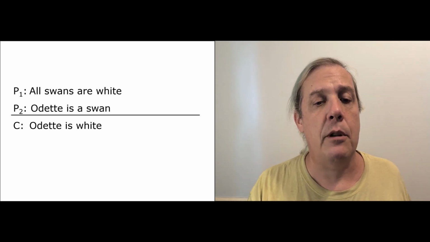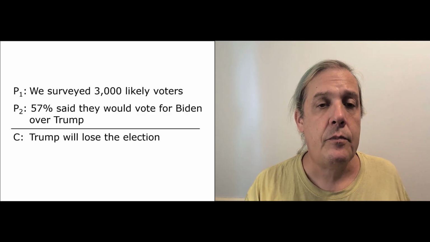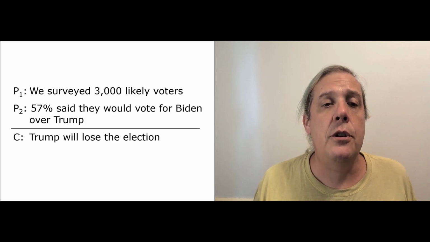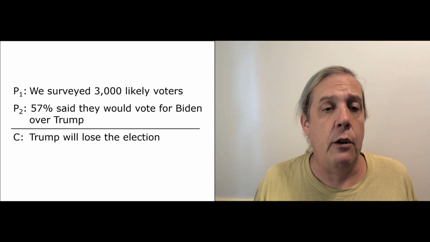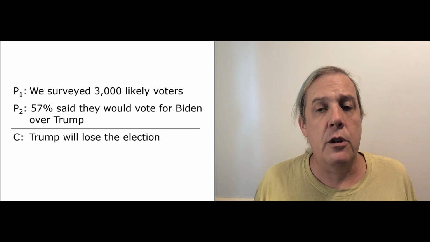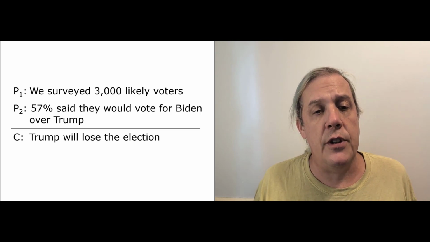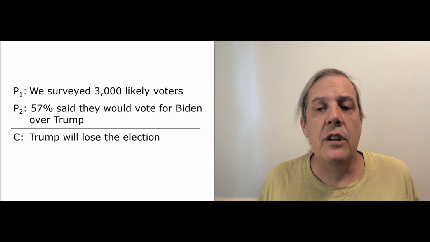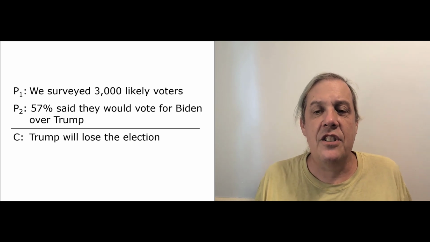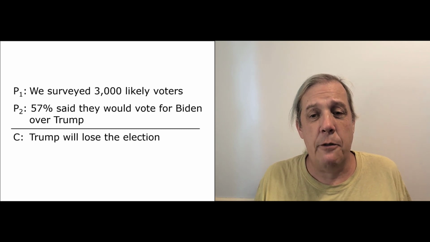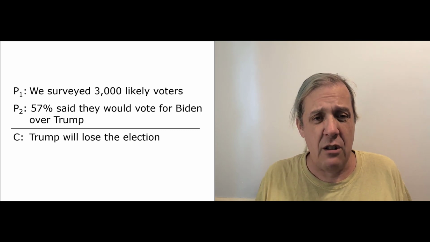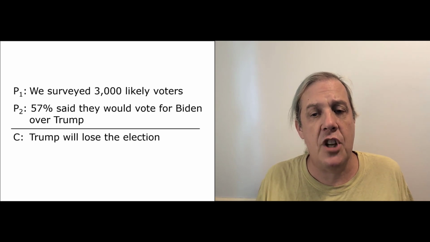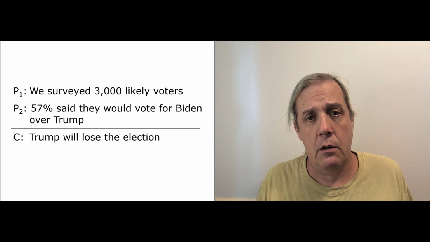All right, so let's look at a couple of other examples. P1, we surveyed 3,000 likely voters. P2, 57% said that they would vote for Biden over Trump. Conclusion, Trump will lose the election. So now, take a second. Is this inductive generalization, going from particulars to a bigger generalization? Or is it instantiation syllogism, going from a big generalization to a particular?